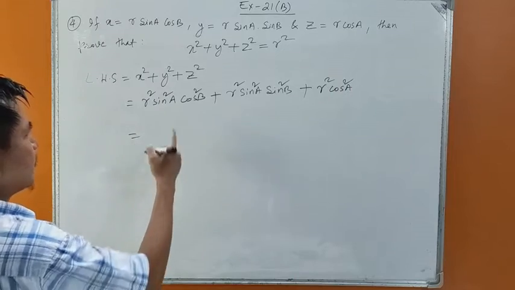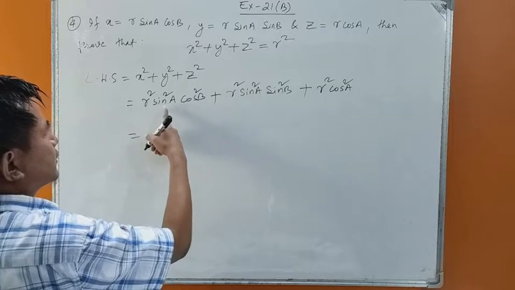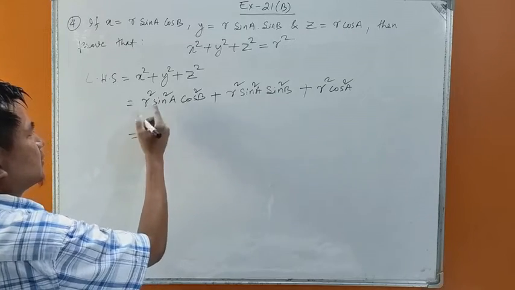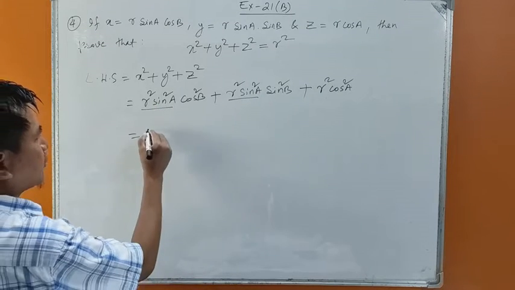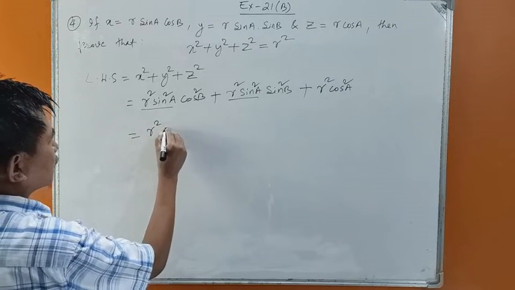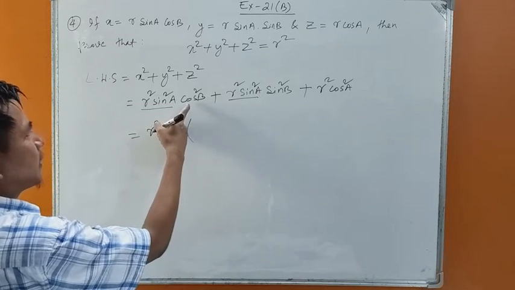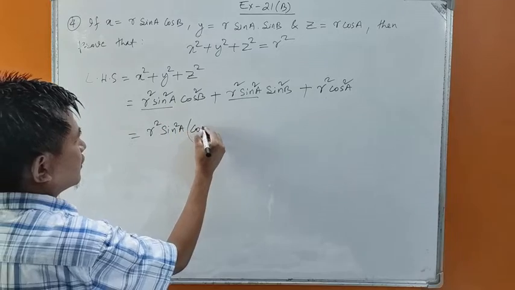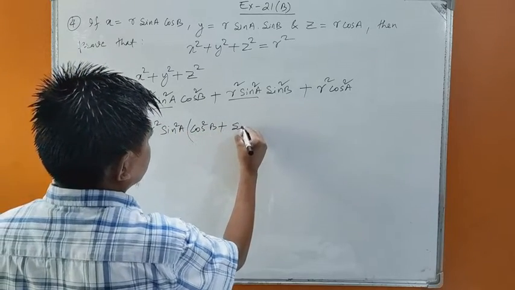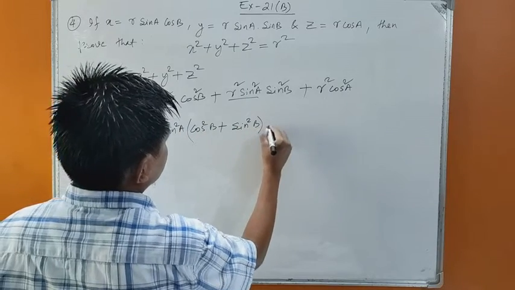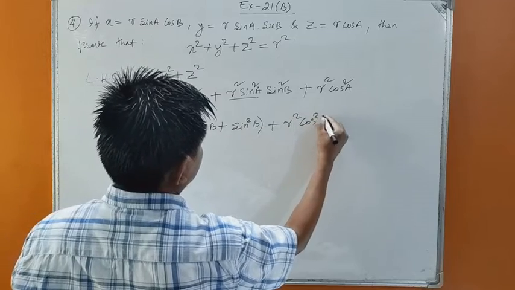Now from these two terms, I take r square and sin square A common. You can see r square sin square A in both the terms. So let's take this common term out. R square sin square A is taken common out. So within the bracket remains cos square B plus sin square B. Plus r square, this we should not forget, cos square A.